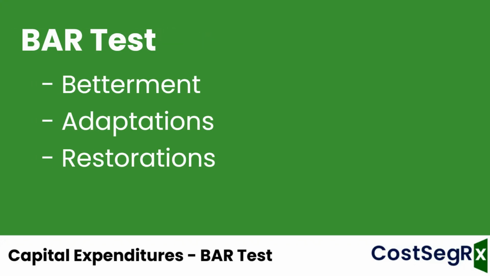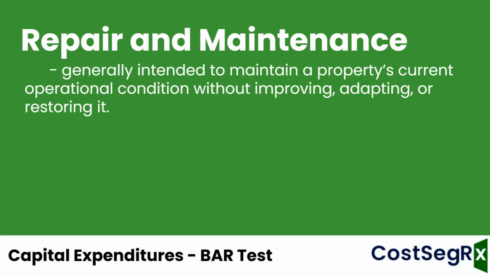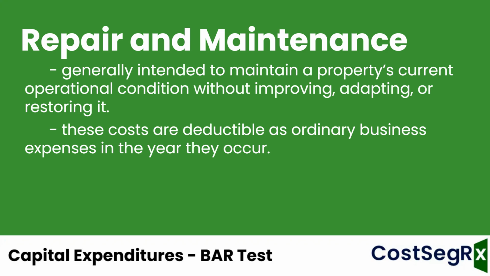And the reason why we run this test is because we're trying to pull out any items that can be expensed. So repair and maintenance items can be expensed and are generally intended to maintain a property's current operational condition without improving, adapting, or restoring it. These costs can be deductible as ordinary business expenses in the year they occur.